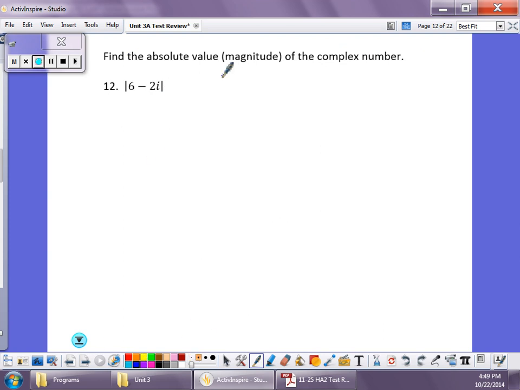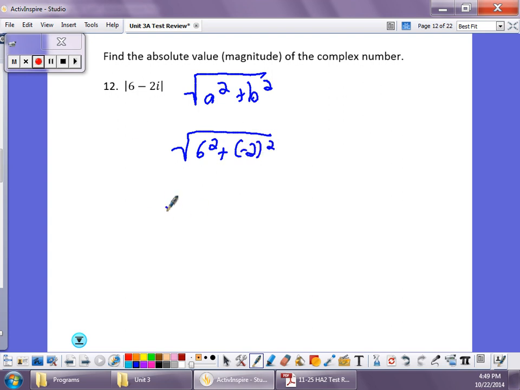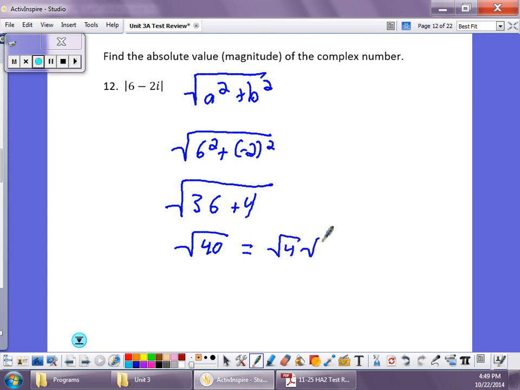When it says absolute value or magnitude, remember that's just the square root of a squared plus b squared. Just b, not including the i. So this would just be the square root of 6 squared plus negative 2 squared. It becomes square root of 36 plus 4, square root of 40, which I can take out 4 and 10. So that would just be 2 square root of 10.